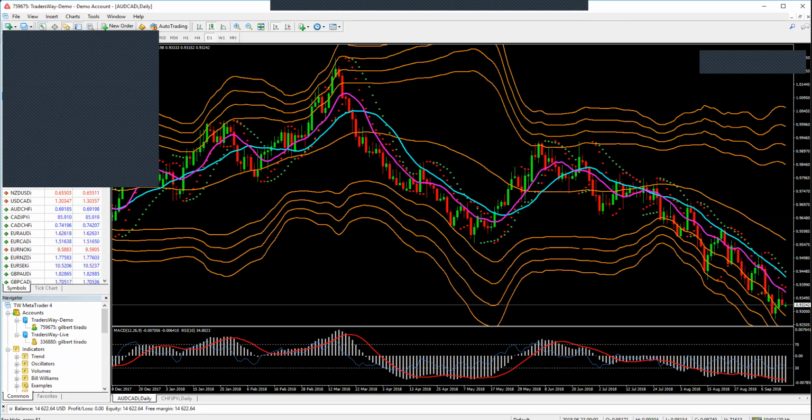That's why I use the Fibonacci sequence, because the Fibonacci sequence will tell me what the lowest point ever is. That's what I'm shooting for.